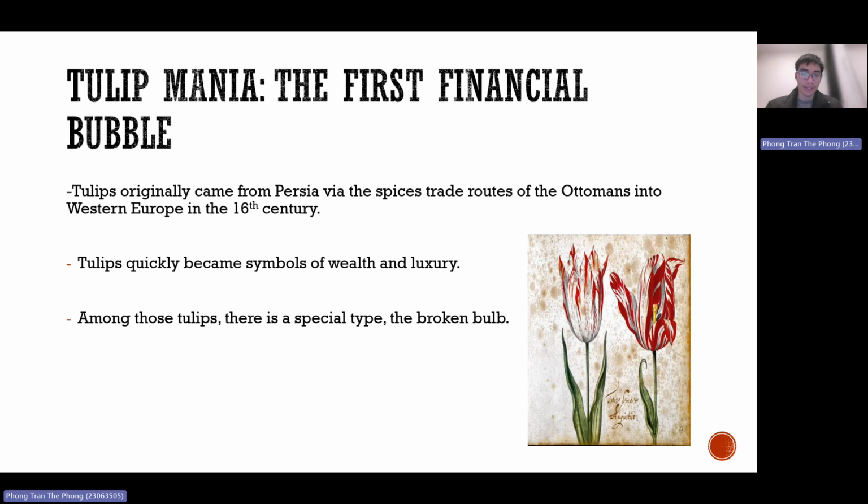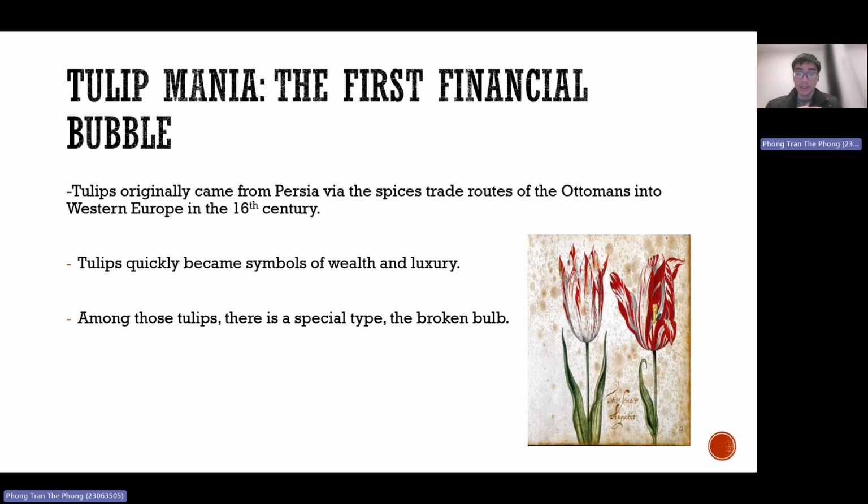You have to know that at that time the Dutch had a very developed middle class, which were traders and merchants, and they wanted to show off their wealth to their neighbors. So tulips were the choice. It was like a fashionable collector's item at that time.